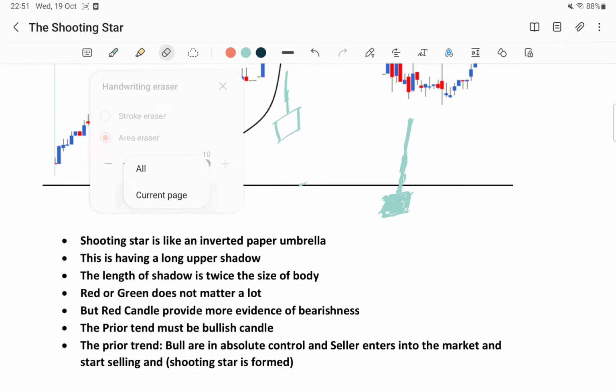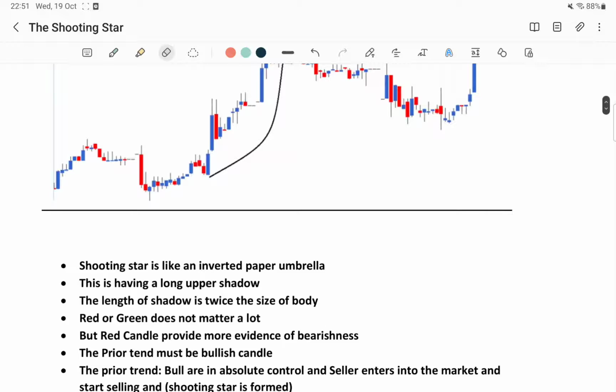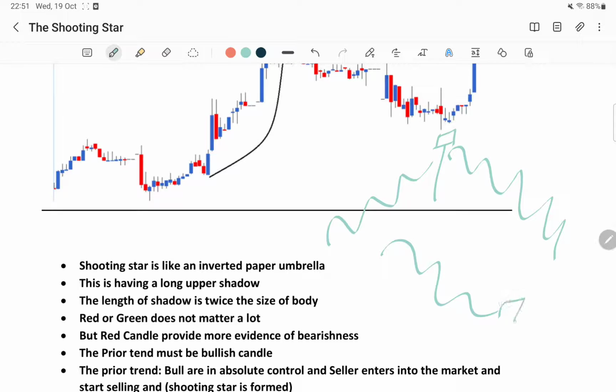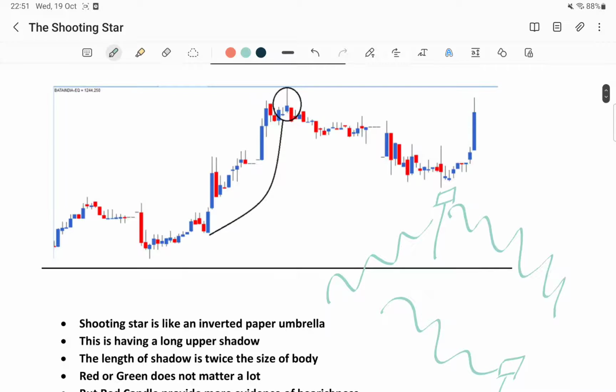So wherever a shooting star forms, that is purely a bearish candle. If the previous trend is an uptrend, and then a shooting star is formed, in such a case the stock may fall down. And if the stock is already falling and a shooting star forms, somebody, I'm so sorry, this is a paper umbrella, this is not a shooting star, but let's remove that one.